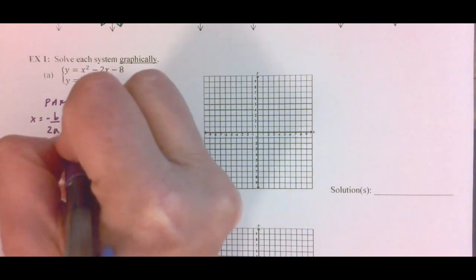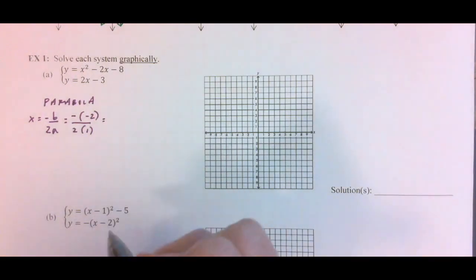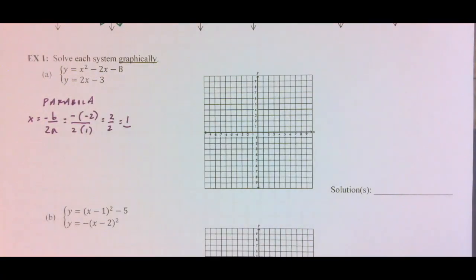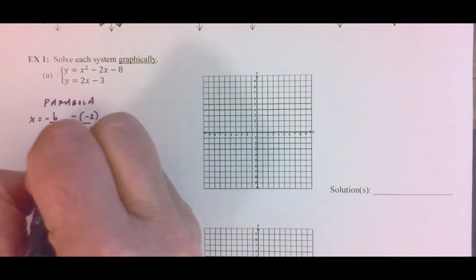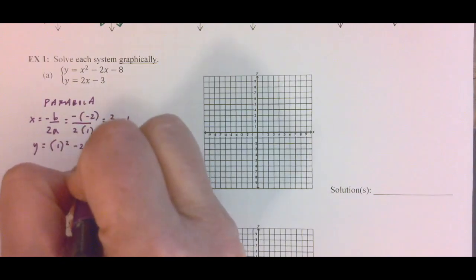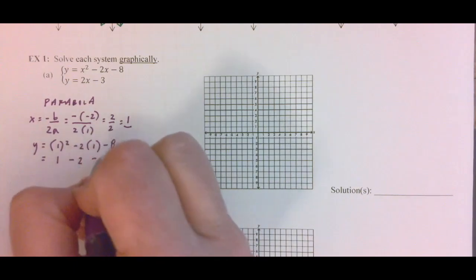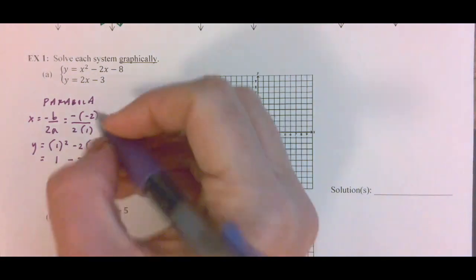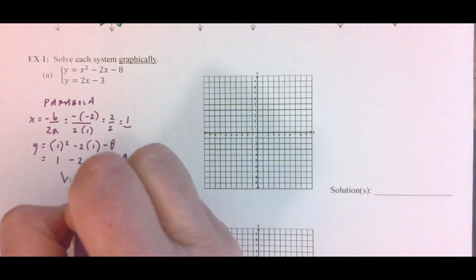So a negative 1 times a negative 2 over 2 times 1. So 2 over 2 is 1. The x coordinate of my vertex is 1. Plug it in to get the y value. So y equals 1 squared minus 2 times 1 minus 8. 1 minus 2 minus 8. 1 minus 2 is negative 1. Minus 8 is negative 9. So my vertex is at 1, negative 9.